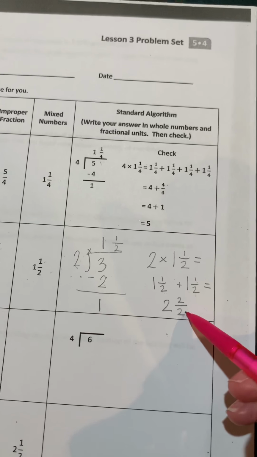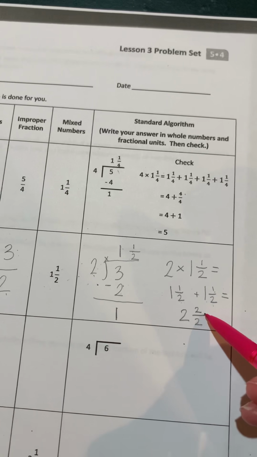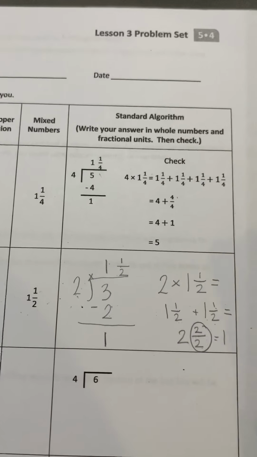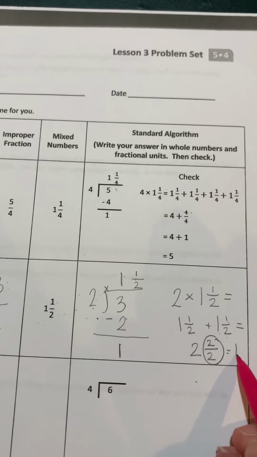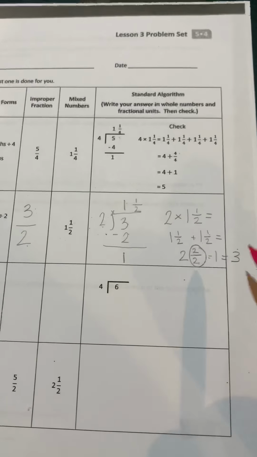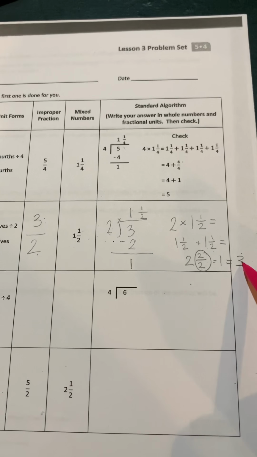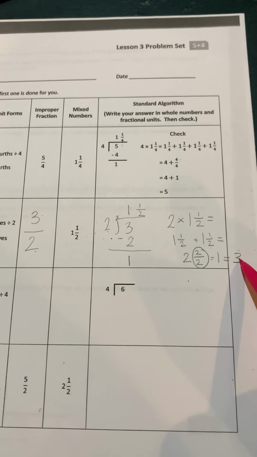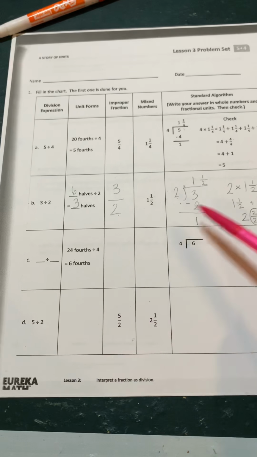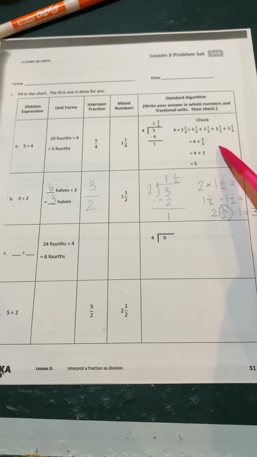Let's look at 2 over 2. That is the same as 1 whole. So think of this equals 1. Now we have 2 plus that 1 whole equals 3. So we got 3 as our answer, so we know we are correct. All right, so go ahead and try C and D on your own, following the same steps that we just did for A and B.